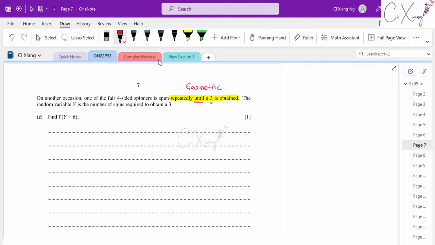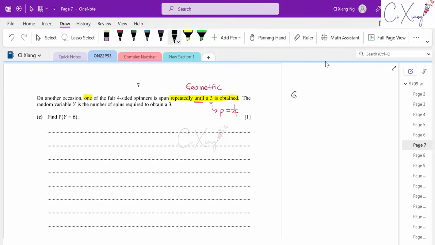Okay, so your P is the probability that 3 is obtained in a single throw, and therefore it is 1 over 4. Then for this occasion, they only throw one of the 4-sided spinners only. They are not throwing all the 3, but they only throw one of them. So the random variable y is the number of spins required to obtain the 3. So y is the number of spins required, and y is geometric distributed with p equals 1 over 4. Calculate the probability for y equals 6.